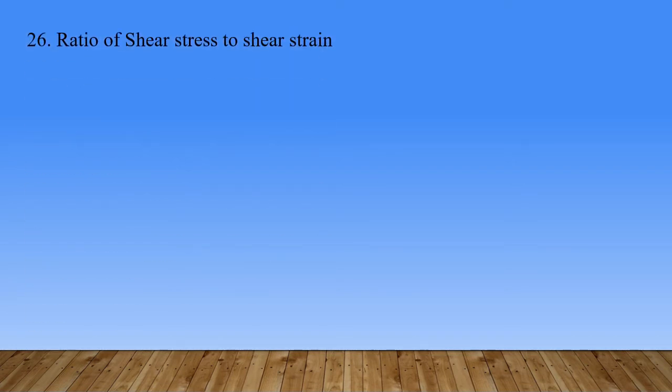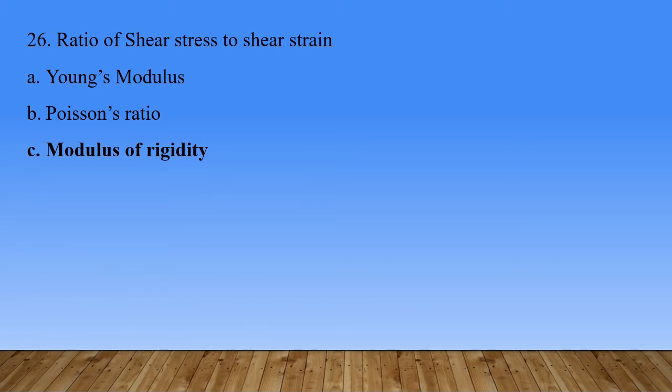Question number 26. The ratio of shear stress to the shear strain is: Option A, Young's modulus. Option B, Poisson's ratio. Option C, modulus of rigidity. Option D, modulus of elasticity. The correct answer is option C, that is modulus of rigidity.